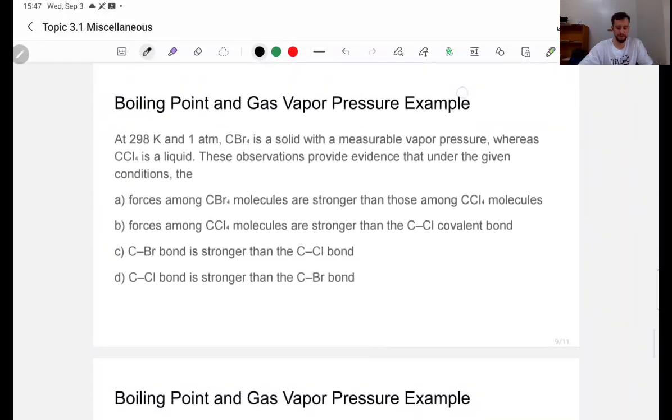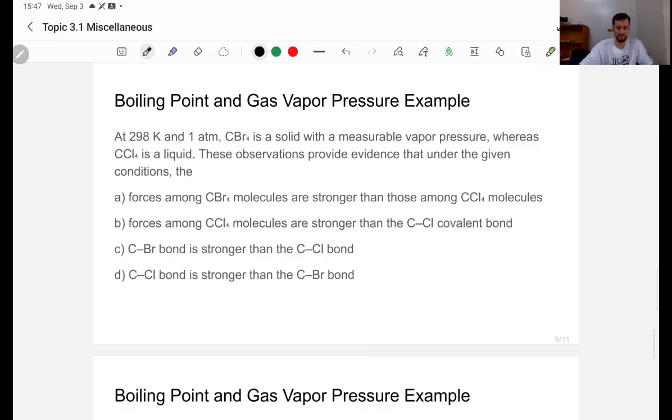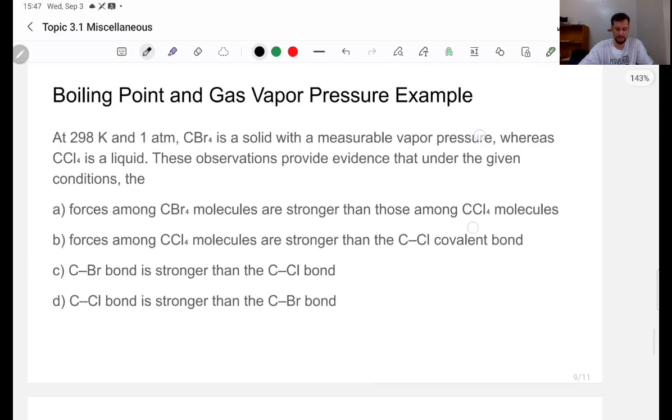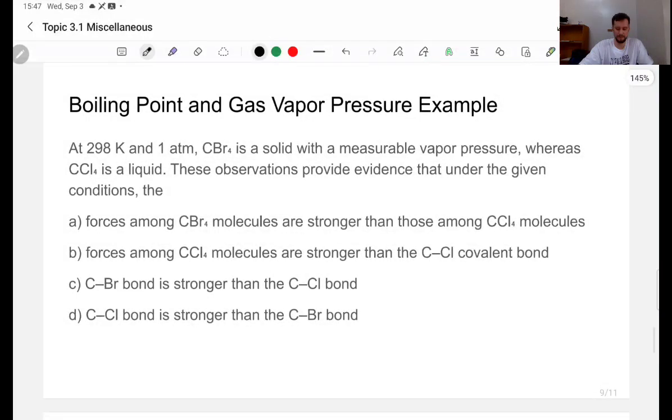So let's look at an example of this boiling point and vapor pressure. For example, at 290 Kelvin and 1 atm, CBr4 is a solid with a measurable vapor pressure, whereas CCl4 is a liquid. These observations provide evidence that under the given conditions... go ahead and read the answers, think about it, and pause me if you need to, and choose your answer.